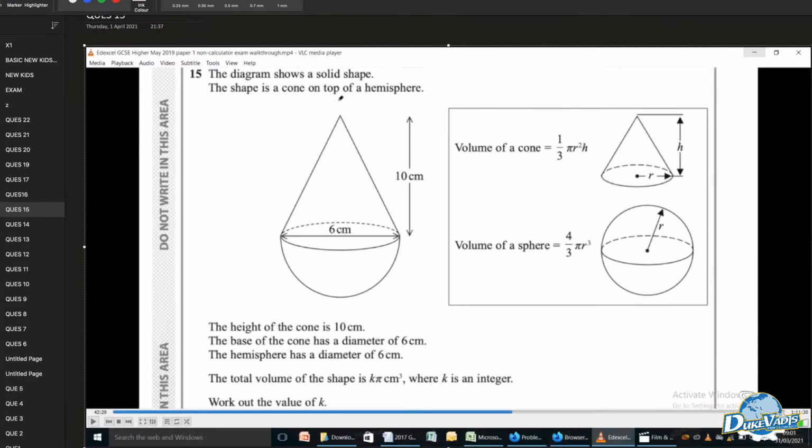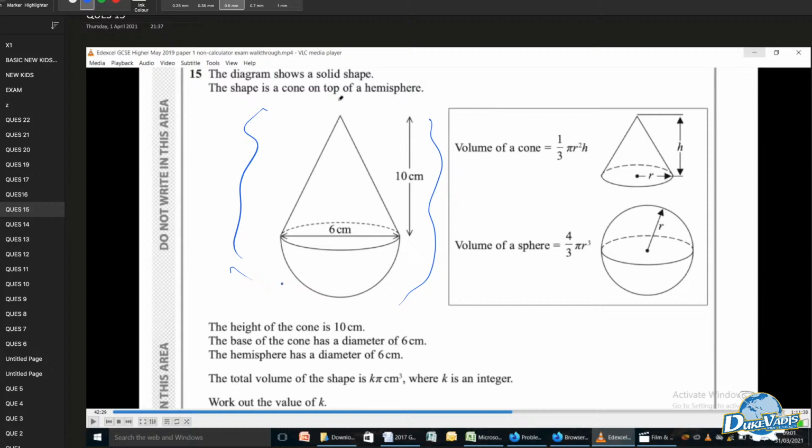Alright, so this is question number 15, as we can see over here. The diagram shows a solid shape. The shape is a cone on top of a hemisphere. So this is the shape, as we can see. The height of the cone is 10 centimeters.